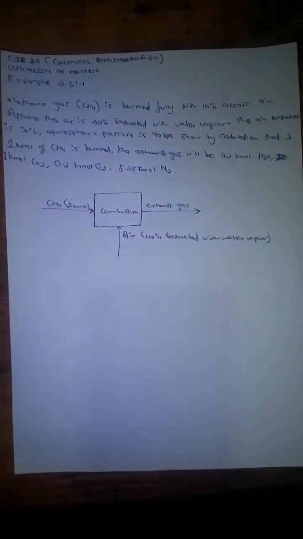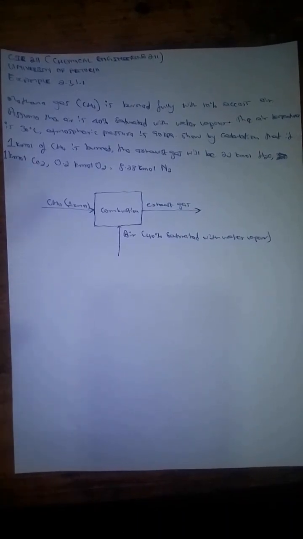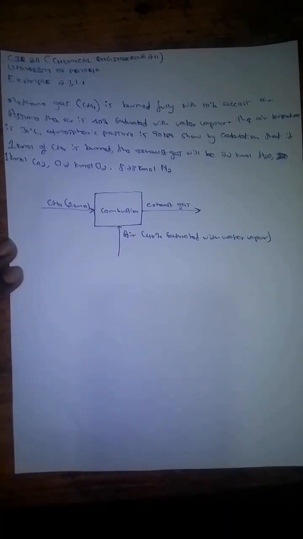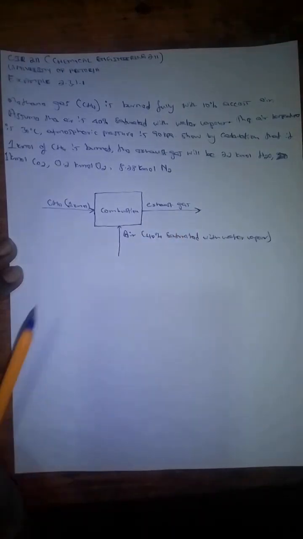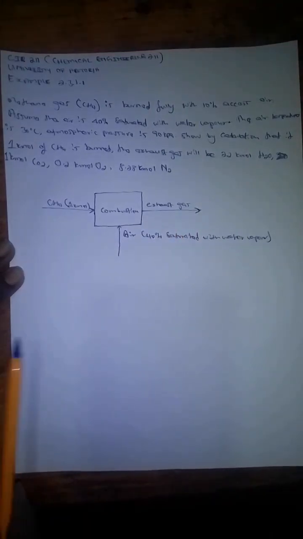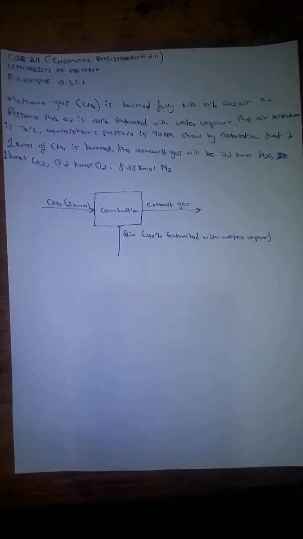Before I actually started, I already drew the sketch here. So we have our methane in, 1 kilomole, and then we have our air that is being charged into the combustion chamber, and then we have the exhaust gas there. And it's also important, like the problem statement has highlighted, that the air is 40% saturated with water vapor. So just a little bit of a highlight as we start this.